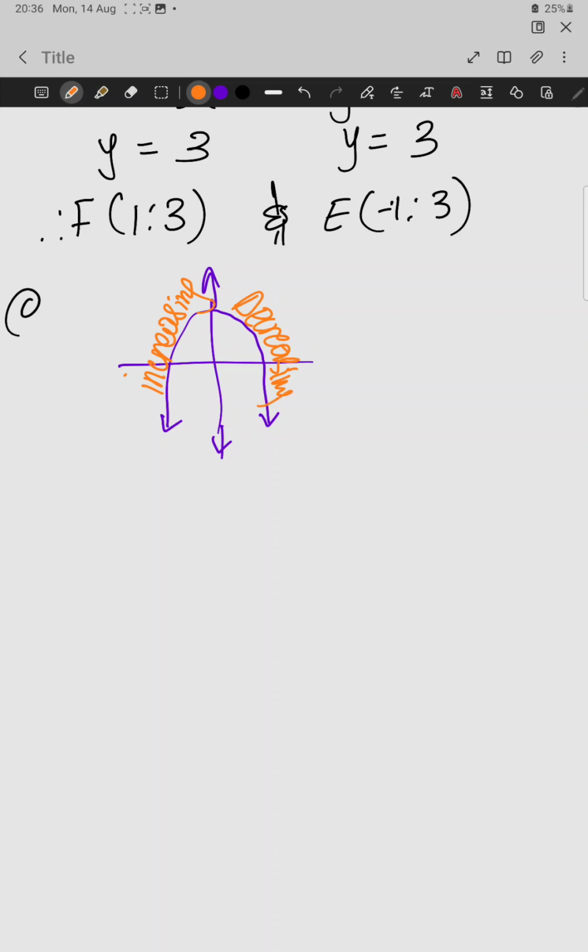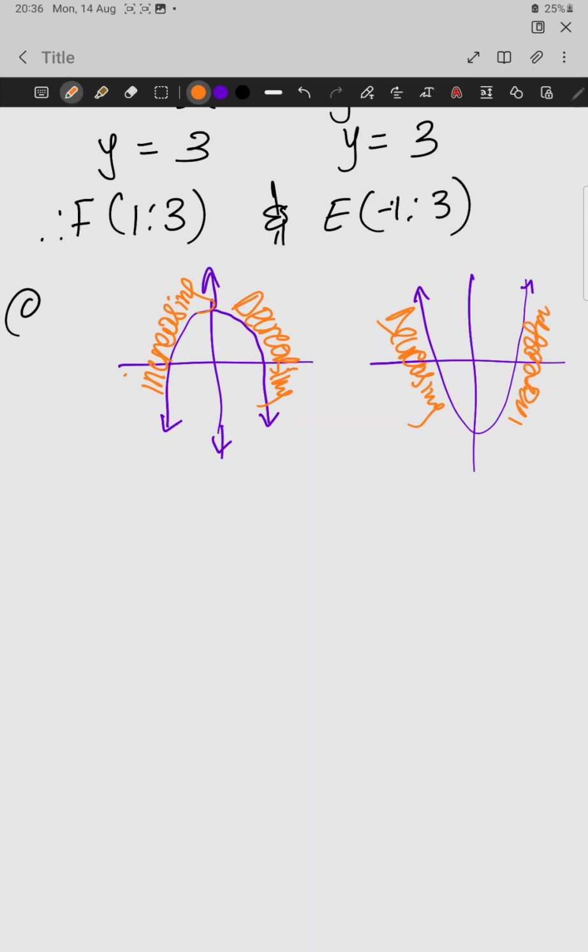Okay, so let me just draw you the inverse of this one. If now it is concave up, concave up is going to be the reverse of this one. So on this side it is now decreasing, and then on the other side it is an increasing function. Okay, and then now let's say it turns at 0 over here.